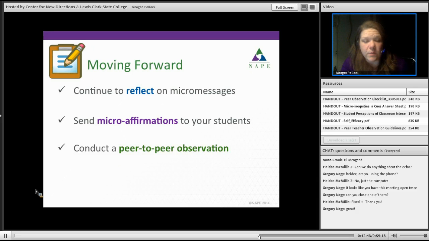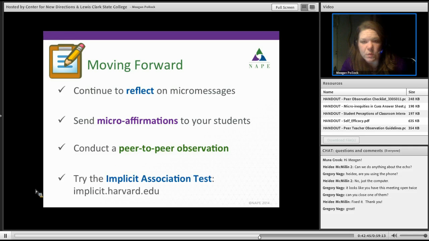So you can conduct a peer-to-peer observation. Again, you've got those tools in the box on the right. And then I encourage you to take the implicit association test. So you can go to implicit.harvard.edu. There are a variety of different tests that you can take to inform yourself. And again, the intent is not to create this feeling of pain and anger. It's to create some awareness to help you be able to understand and address what biases we have, and then alter some of the micro messages and how we interact with our students.